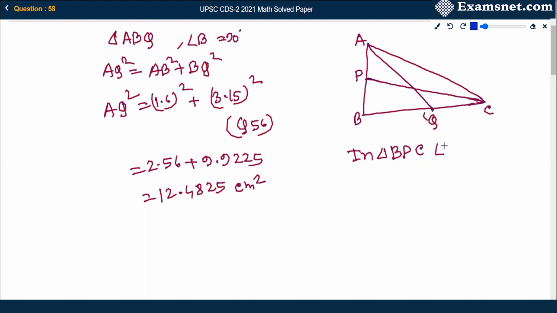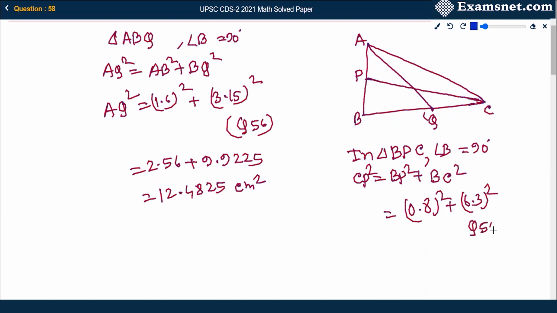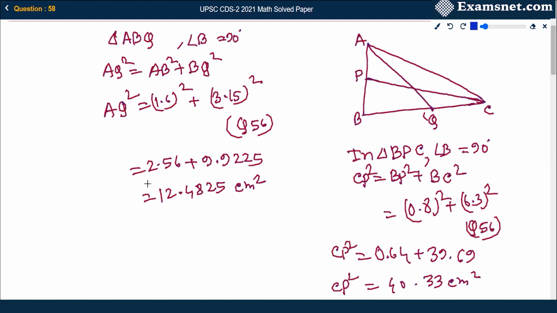Now in triangle BPC, here also B equals 90 degree. So we can write CP square equals BP square plus BC square. The value of BP we knew, 0.8 whole square plus BC 6.3 whole square. We also got it from question number 56. You can check it again. So it will give you 0.64 plus 39.69, that will result in 40.33 centimeter square.